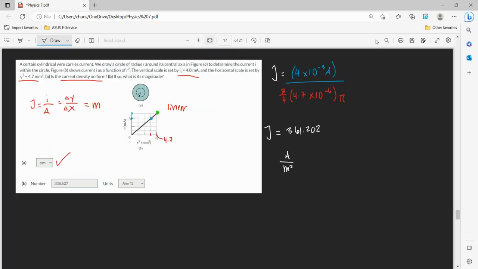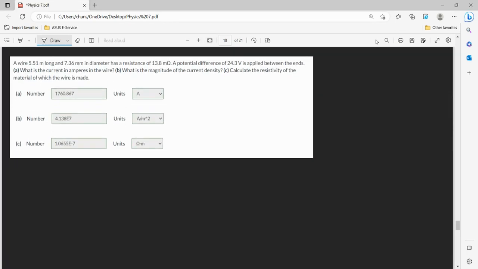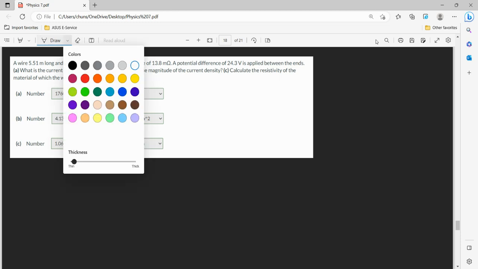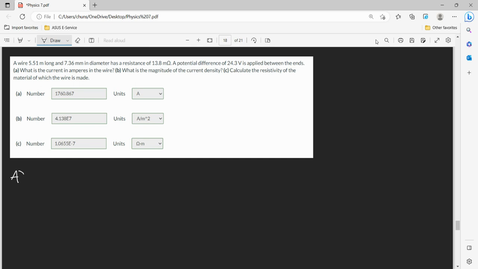Okay. In our next question, we are asked to solve the current in the wire, the magnitude of the current density, and calculate resistivity of the material. So if we start with A, we're given the length of our wire, the diameter, the potential difference, and our resistance. So using Ohm's law, we're going to find the current. So this is I equals V over R. And we can plug in our values we already know.